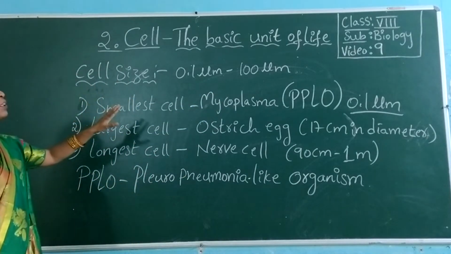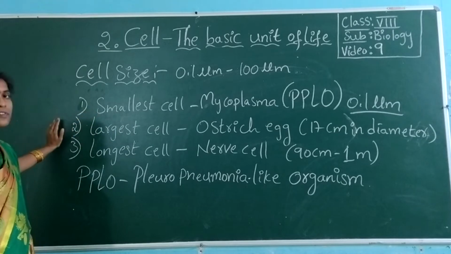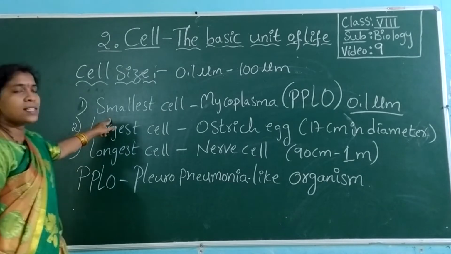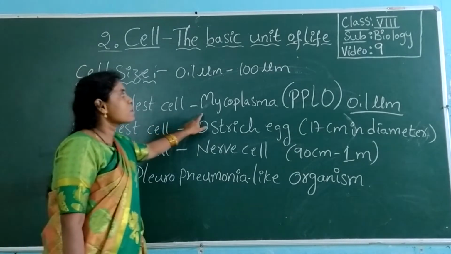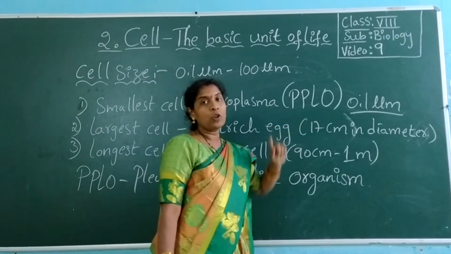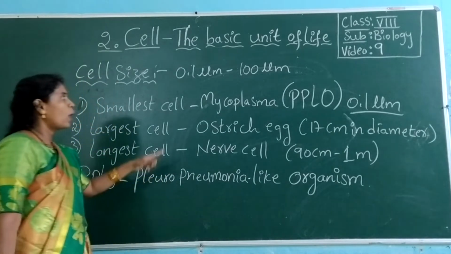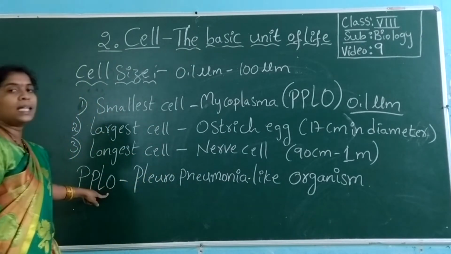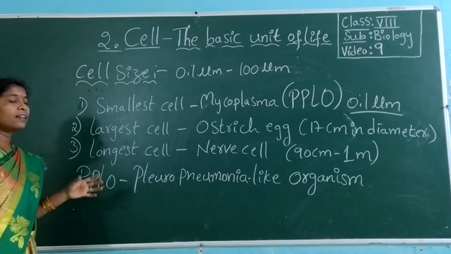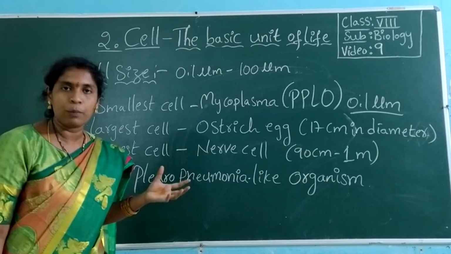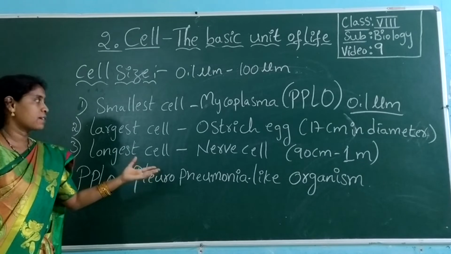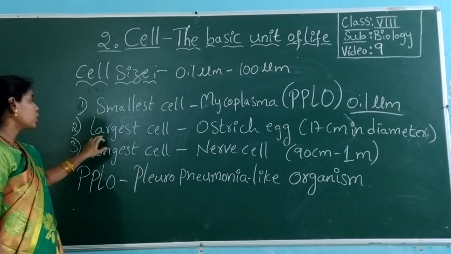So as per the size, there are three types of cells here: smallest, largest, longest. So what is the smallest cell present on the earth? That is mycoplasma. It's a bacteria known as PPLO, 0.1 micrometers in length. And what is PPLO? PPLO, pleuropneumonia-like organism. So it appears like an organism which causes pneumonia in our body, so it is named pleuropneumonia-like organism.